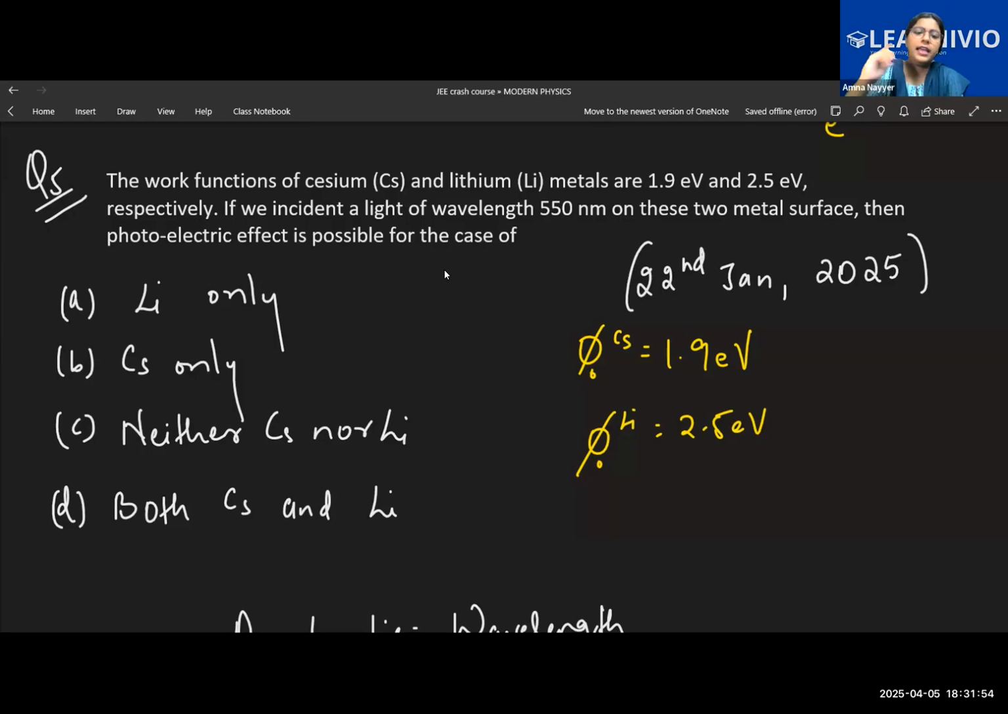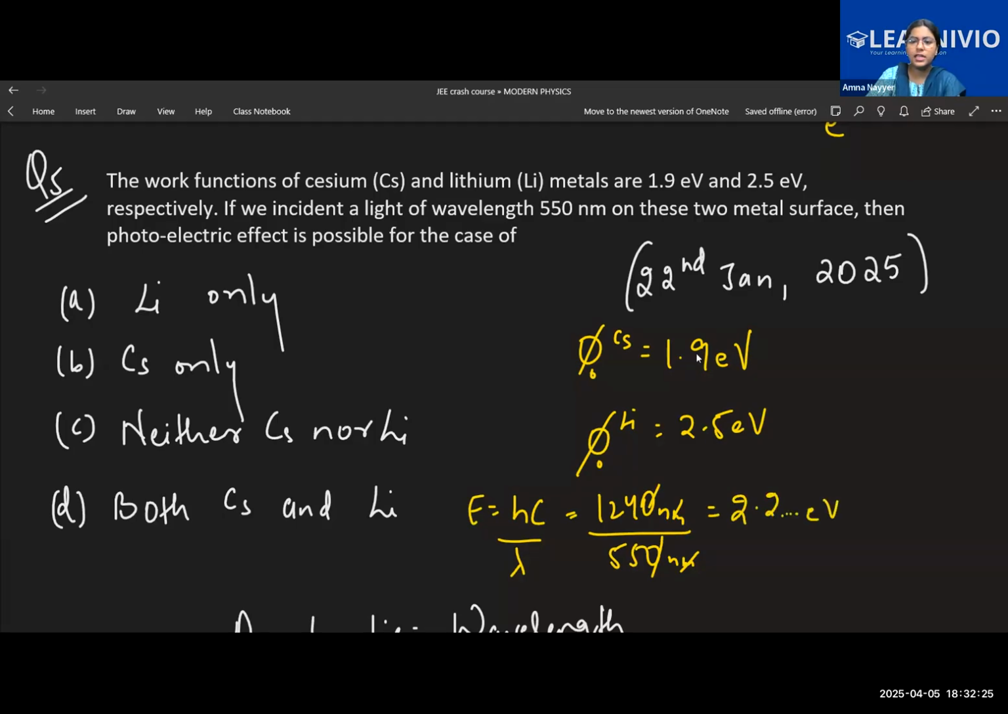for the case of, see, 1240 is hc. When you write E is equal to hc by lambda, you get the value of energy. This hc in terms of nanometer is 1240 electron volt nanometer. So 1240 divided by 550 nanometer, this will be 2.2 something, right? This will come 2.22 something electron volt. So cesium is having the less. Okay, answer, both of you. Tell me which option should be the right one, if this is 2.22.